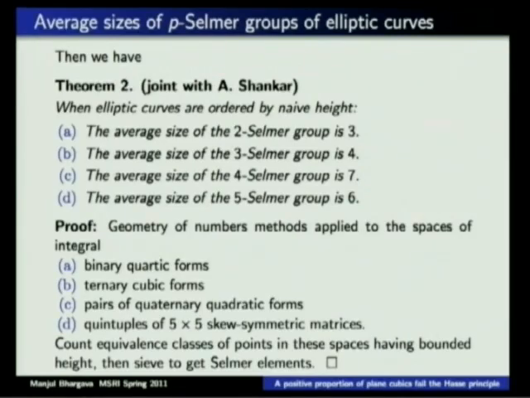But what I want you to take from this is that we expect the average size of the n-Selmer group to be the sum of the divisors of n. And that's a theorem for n less than or equal to 5. Even n equals 1.